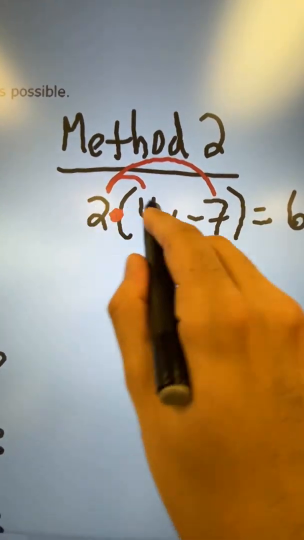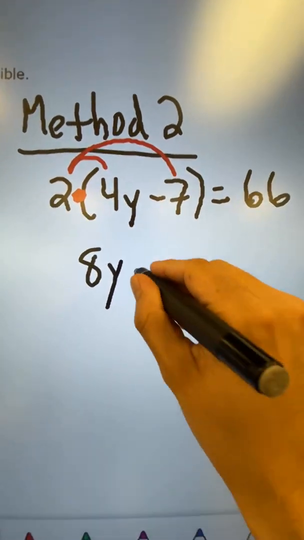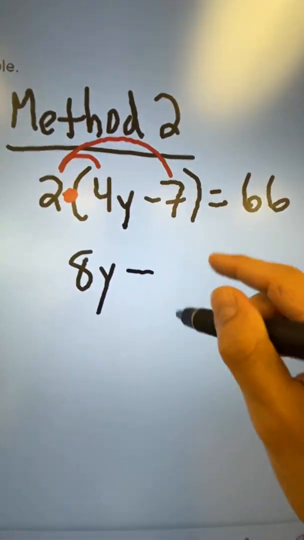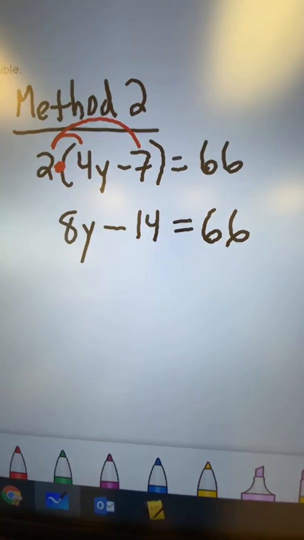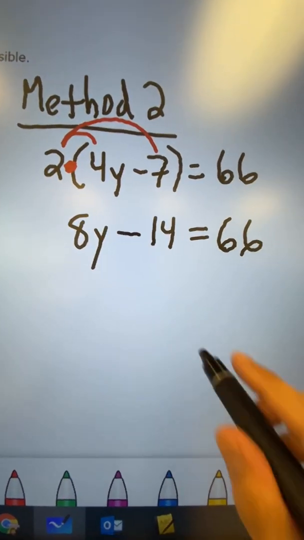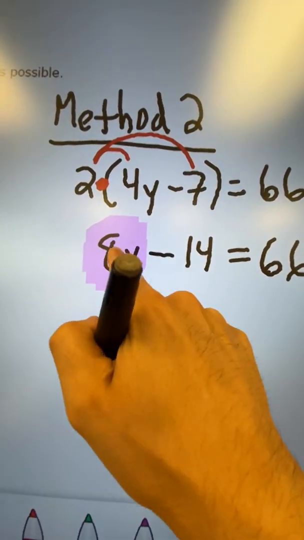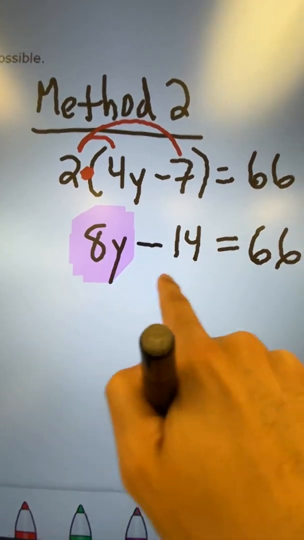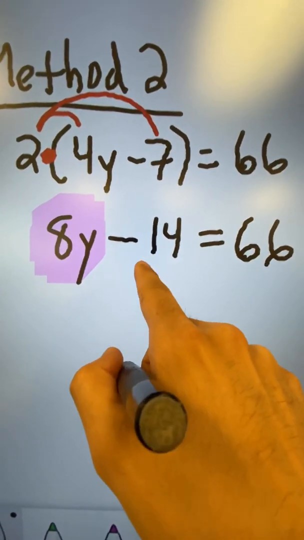So when I multiply 2 times 4y, I'm going to get 8y there. I'm going to bring down my minus sign. And then 2 times 7 is 14. And then bring down the rest, equals 66. And then next, I'm going to solve for y. So I know that I'm trying to isolate this term, which means I have to get rid of this term. So to get rid of this term, we have to use the additive inverse.